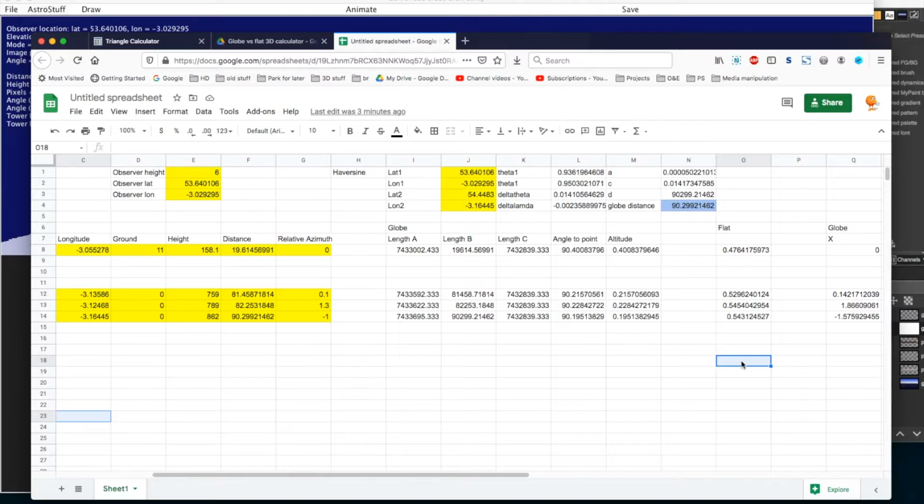Tangent really is the ratio between this length and this length, and the arctan is the reverse of that, which gives you the angle from that ratio. That's essentially what I'm doing to calculate the angle up or down from my horizontal on a flat Earth. And with that, I get an altitude of 0.476417 degrees.